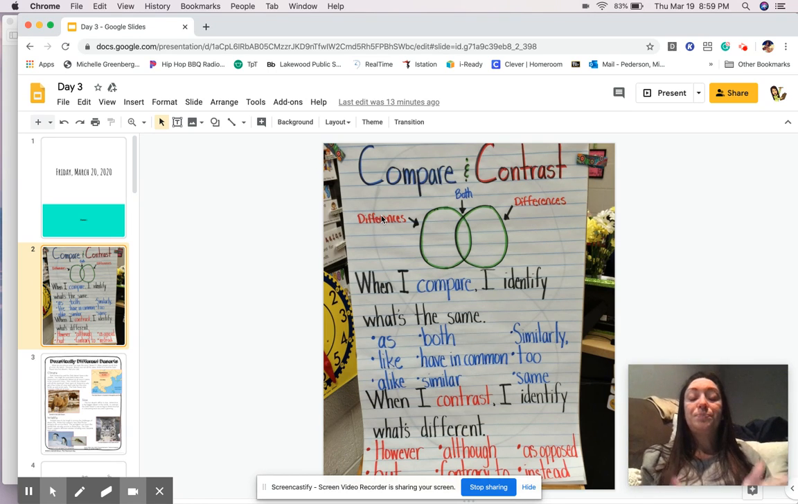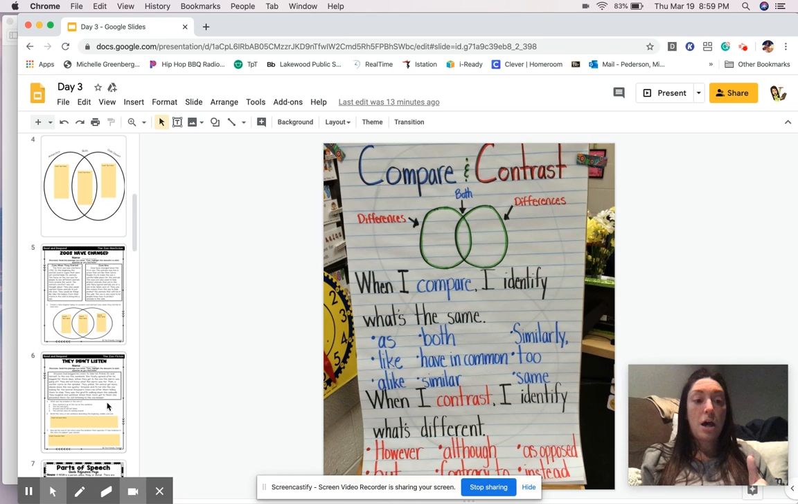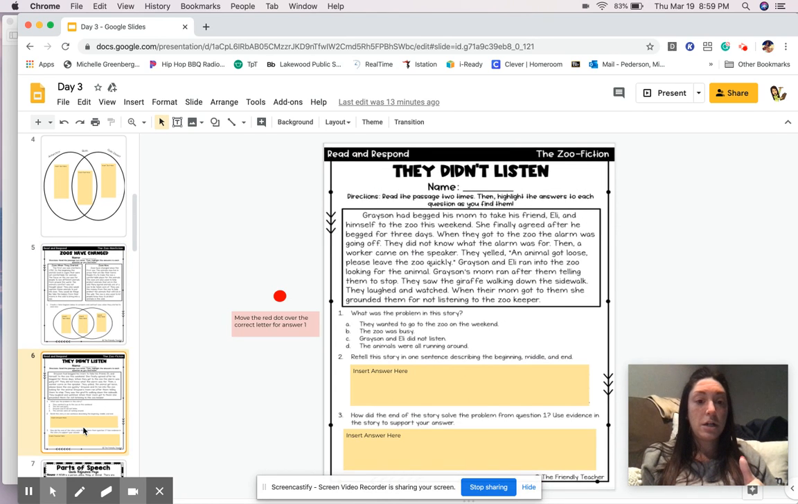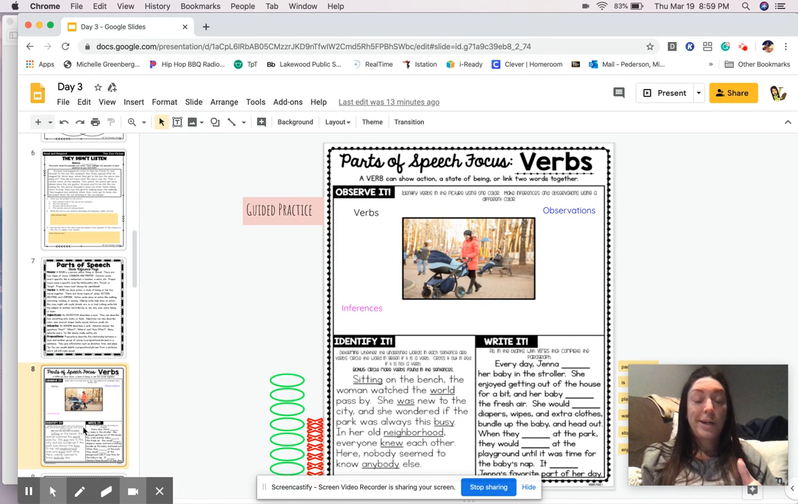Okay, so Miss Peterson is going to do a model for you, and then you'll do an independent practice. I'll show you guys over here. I got to go back and fix some stuff. But you'll see right here where it says guided practice. That's when Miss Peterson will help you.